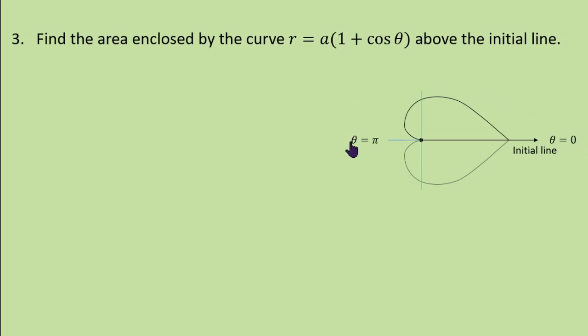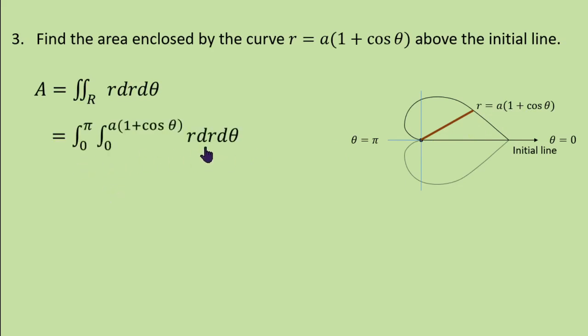When theta varies from 0 to pi, r varies from 0 to a point on this curve, that is a into 1 plus cos theta. For every theta from 0 to pi, r from 0 to a into 1 plus cos theta, that is the required area. And integrate r dr d theta, that is the formula for polar form. Area is nothing but the integral over the region of r dr d theta. Now the upper limit of r is a into 1 plus cos theta, lower limit is 0. Integral of r is r square by 2.